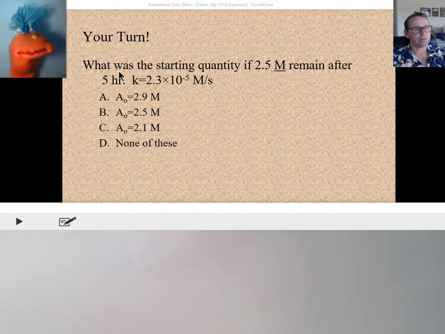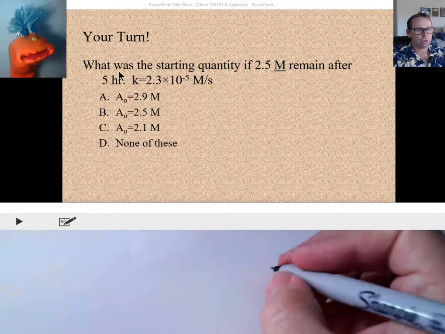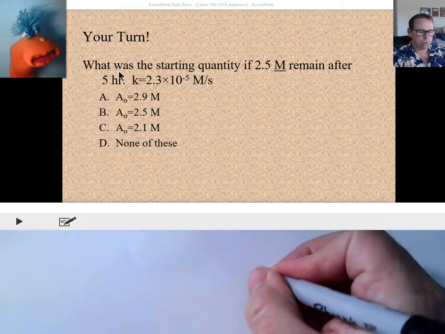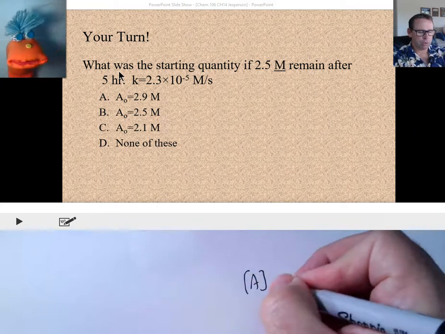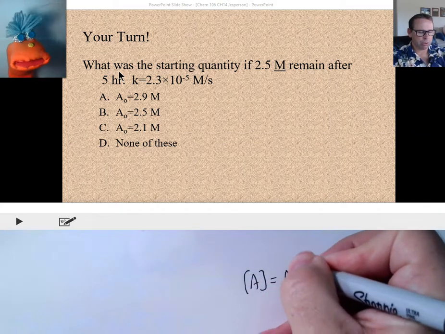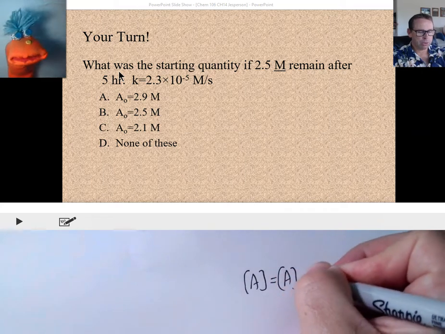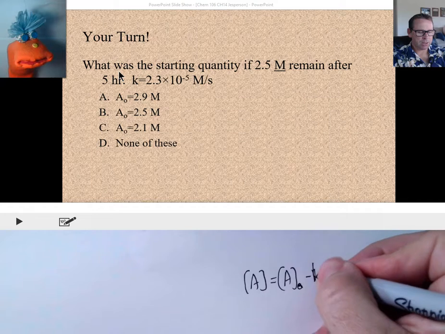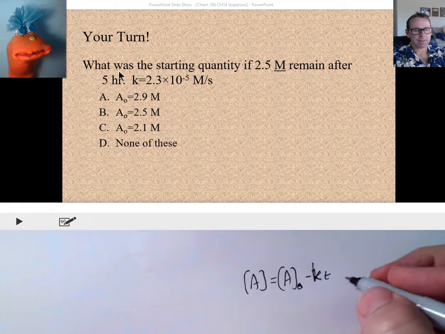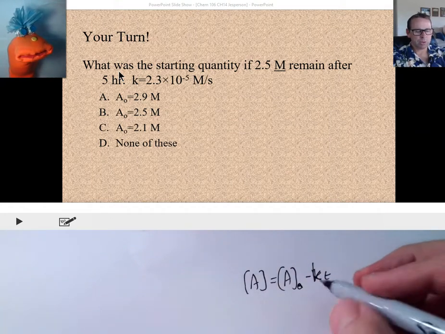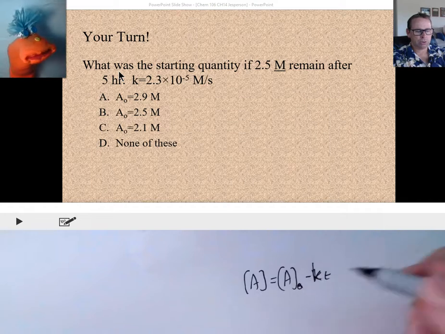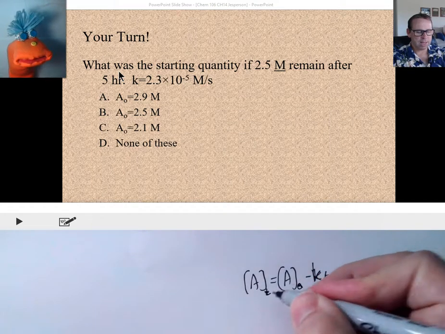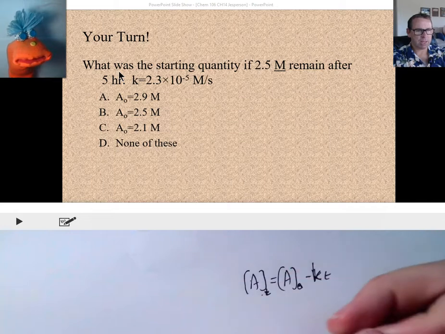So how do we do this one? Well, the zero order integrated rate law is concentration of A will equal concentration of A initial minus kt, where k is the rate constant and t is how much time has passed. Excellent. So if 2.5 remain, which one is that? That's the A at t, or the one on the left. Okay, very good. So this is A at this time t, the concentration of A at time t.